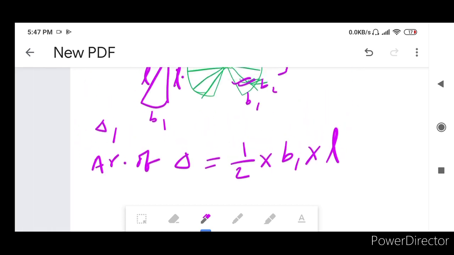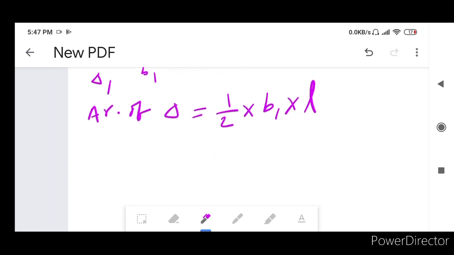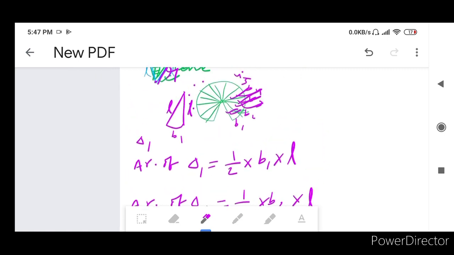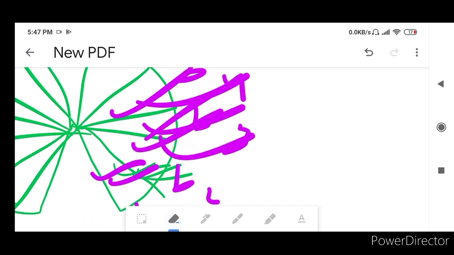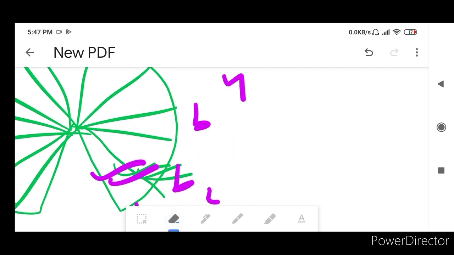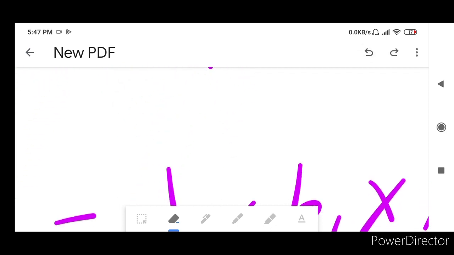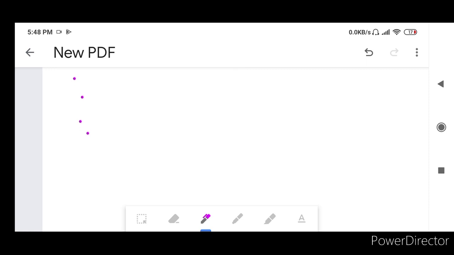Now likewise, if I try to find the area of the triangle of each sheet piece of paper, then what we will be getting: area of triangle 2 is equal to half of B2 into L, right? Clear? Now what are we getting here? Likewise, how many will you be getting? You will be getting an infinite number of them.